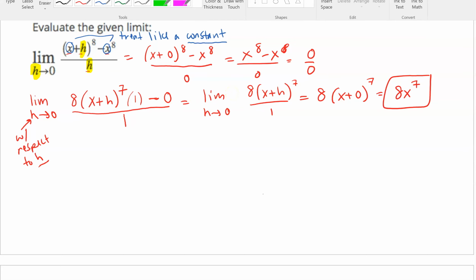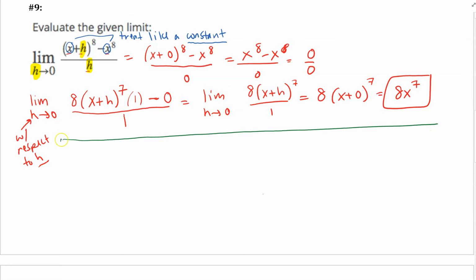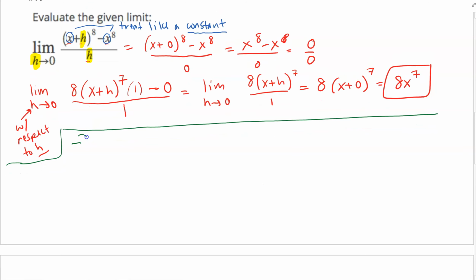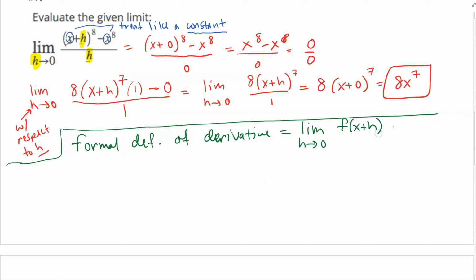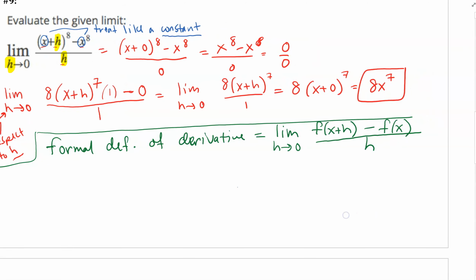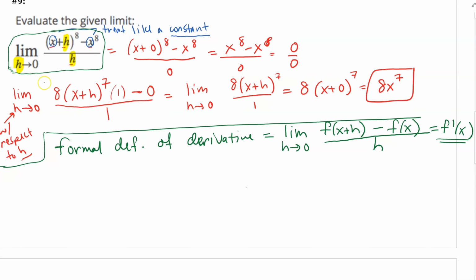But I did want to point out one other thing, because you might have noticed something about this limit. Maybe it looked a little bit familiar to you. So I thought I would remind you of the formal definition of the derivative in calculus. It's this basic limit setup. It's the limit as h goes to 0 of a function evaluated at x + h minus the same function evaluated at x, all divided by h. And what that is equal to is the derivative of f at x. Okay? This limit is basically a derivative. It is in the form of the formal definition of a derivative.